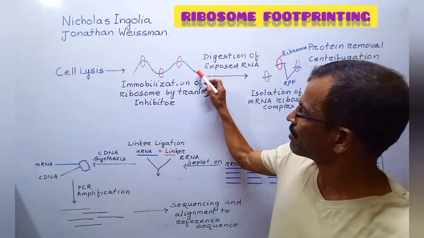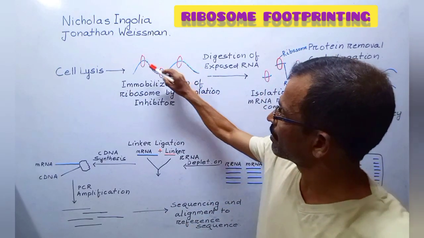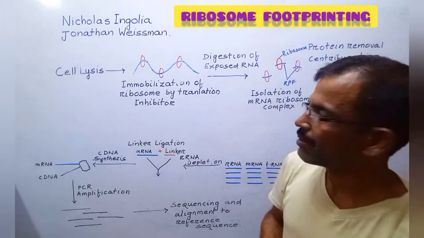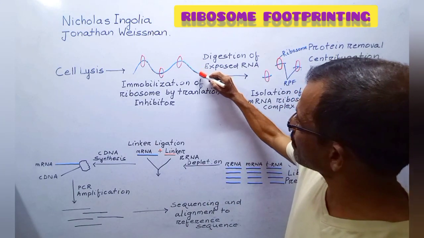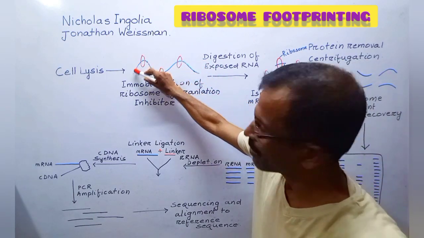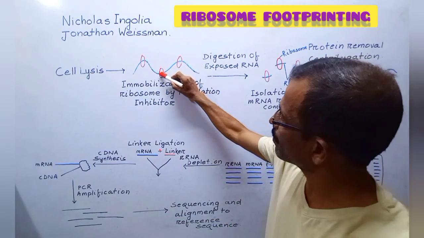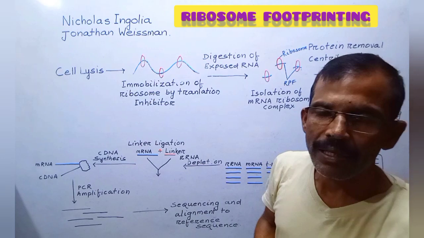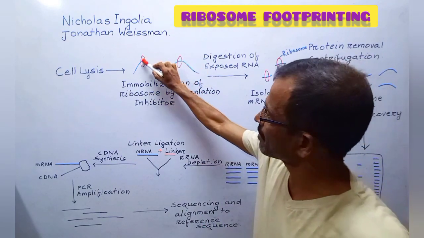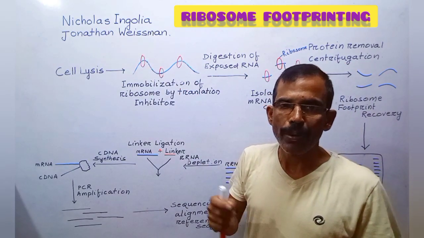For example, this is an mRNA which is associated with 3 ribosomes. When treated with ribonuclease, the enzyme will digest only these exposed, unprotected mRNA regions. But the mRNAs which are present within ribosomes will be protected from digestion. These protected mRNA regions are called ribosome protected fragments or ribosome footprints.